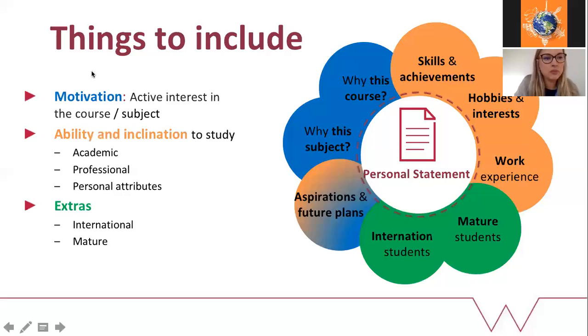First of all, motivation. What are you including? You're including your motivation, why you want to study. So why this subject and why this course? Why are you applying for this specific course? Here's the question that you have to answer. What does this specific course entail? Here's your interest. What do you think you are going to study? Are there any particular areas that catch your attention in this course?